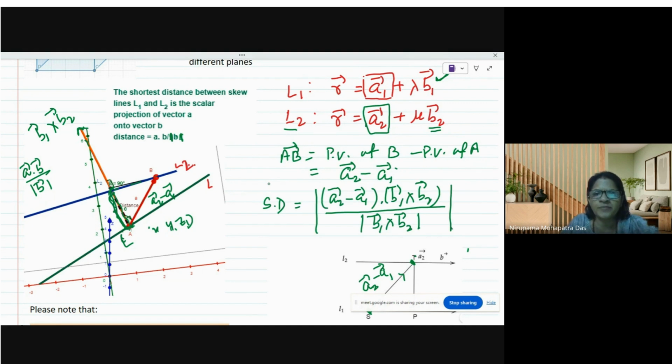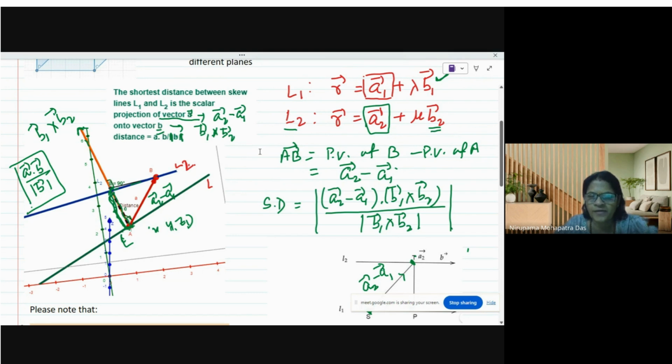So the shortest distance between skew lines L1 and L2 is the scalar projection, or simply you can say the projection of a vector A. In this case, it is the projection of A2 minus A1 onto vector B, which here is B1 cross B2, right? So we are using this formula for projection. Here it is like this: A2 minus A1 dot B1 cross B2 divided by magnitude of B1 cross B2. So hope it is clear.